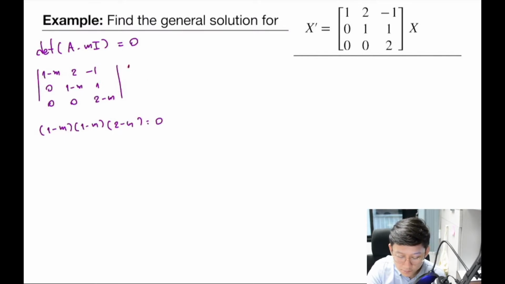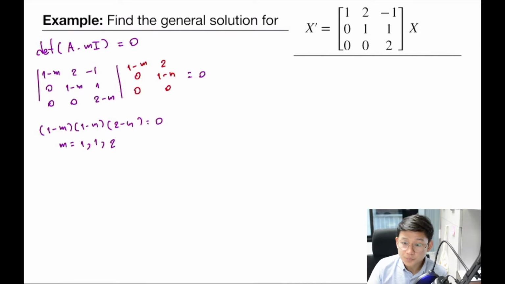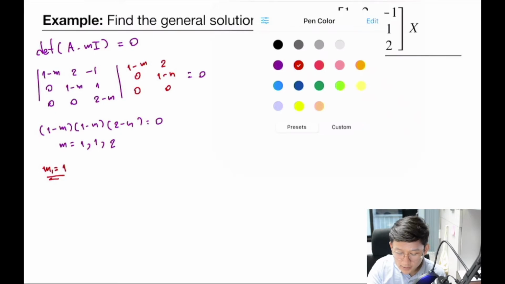We just put the first 2 columns here, so we get 0 0, we get 2 1 minus m, and then we get 0, right? And when you multiply down here, you get 0, 0 and 0, so the rest are zeros. So here we have that m would be 1, 1 and 2. Okay, so let's look at the case when m is 1. When m1 is 1, we need to look at this equation, right?